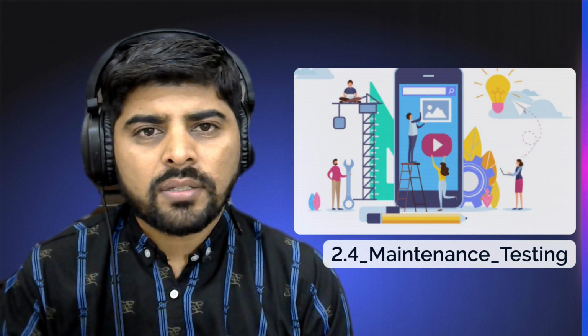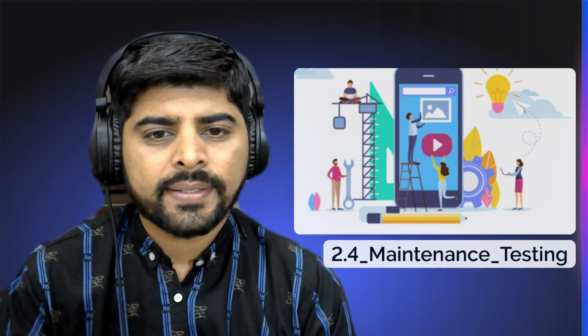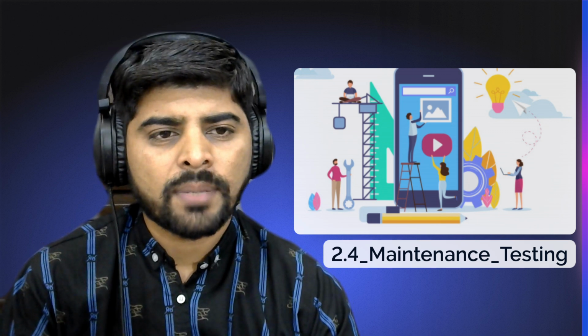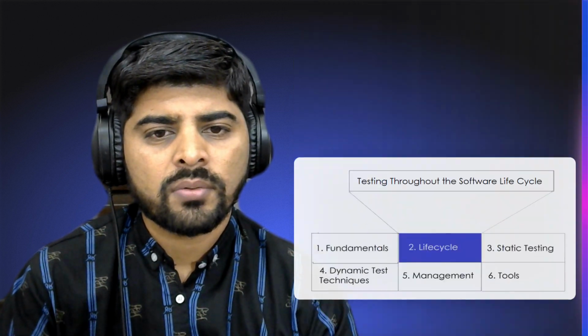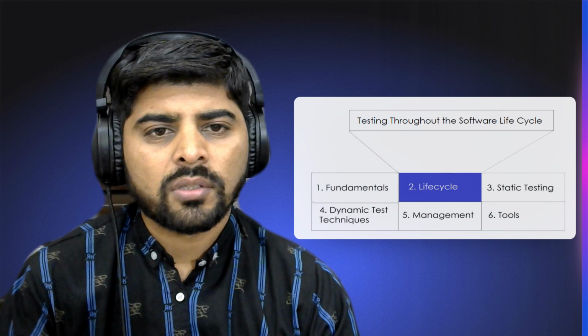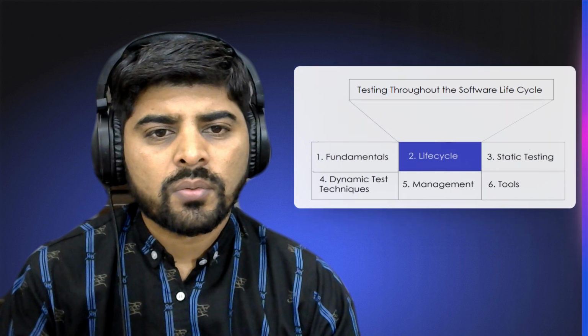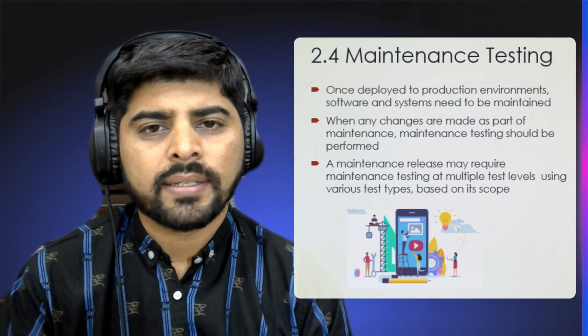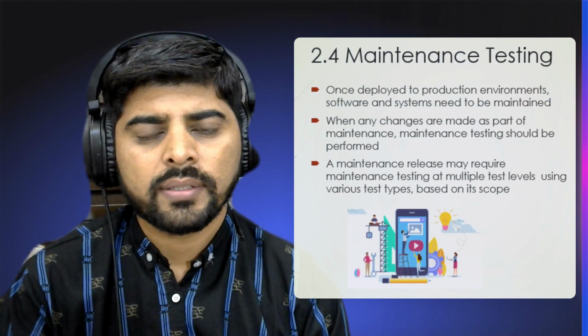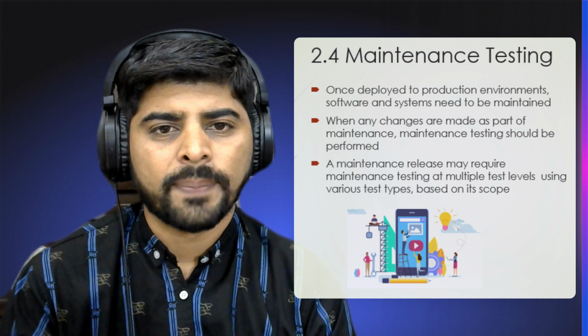So in this session we will discuss maintenance testing. We are in chapter 2, which is about testing throughout the software life cycle. 2.4 is about maintenance testing, and 2.4 is our last topic in this chapter.